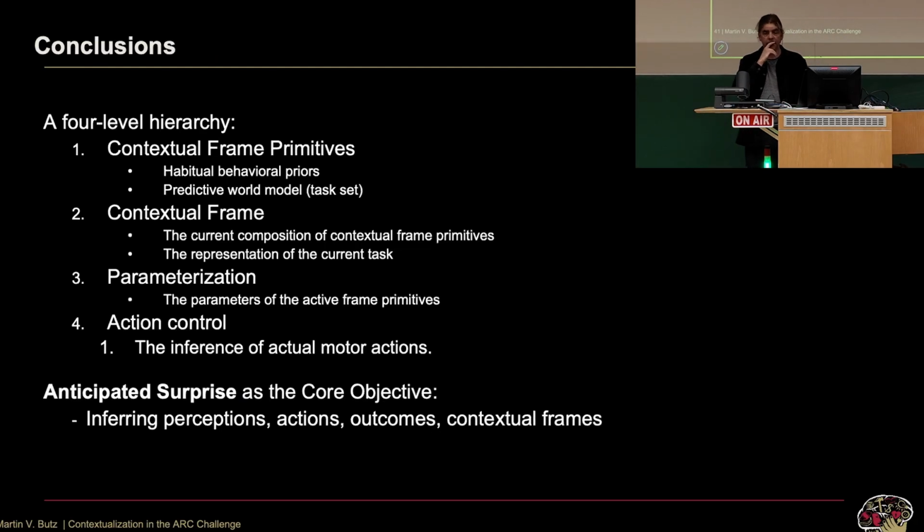So clearly I cannot give you all the details in this talk, but the point really is that we build a 4-level hierarchy: contextual frame primitives that say habitual behaviors or task-specific situations, or whether the outcome is correct or incorrect; the contextual frame, which is a composition of contextual frame primitives; the parameterization of this frame; and action control. These 4 processes unfold, and I have simplified a little bit in that contextual graph structure, and that leads to minimizing anticipated surprise as the core objective, which infers perceptions, actions, outcomes, and contextual frames, as I have shown.